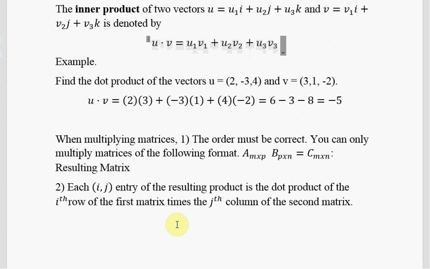When multiplying matrices, just a couple of things are important. The order must be correct.